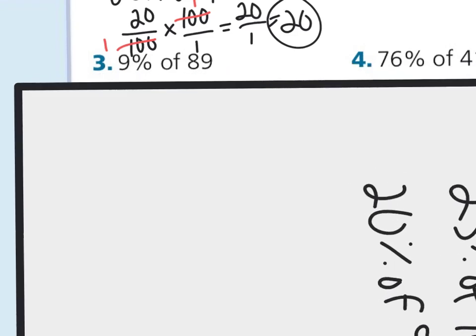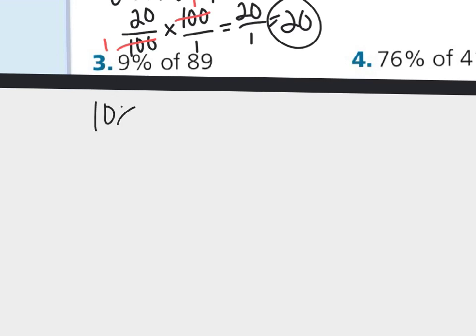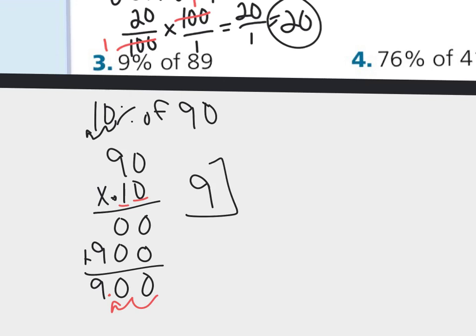Okay, number 3. 9% of 89, so we could say that's about 10% of 90. Just to show our other option we talked about, you could change the percent to a decimal and multiply. And again, I don't mean to confuse anybody by showing you the different things here. I'm just trying to show you do have options, and whatever option you want to use to work these out is fine. So 10% of 90 is 9. And we've talked about that one before. 10% of a number, you just move the decimal one spot to the left.